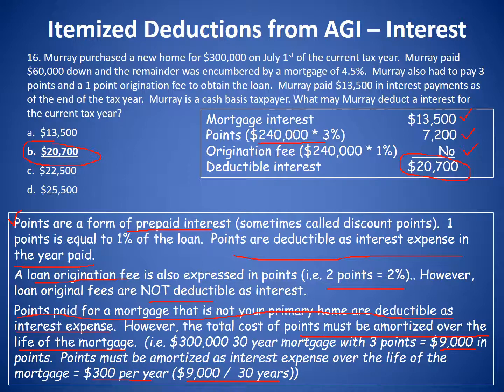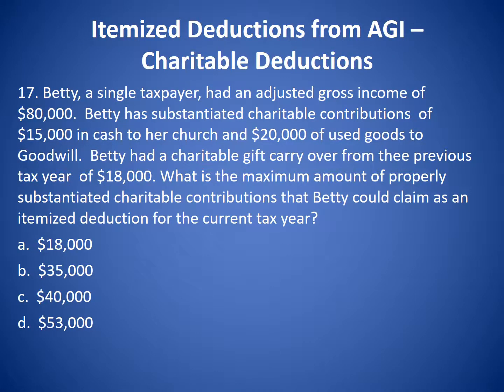Let's take a look now at question number 17. Now, we're going to talk about itemized deductions from adjusted gross income, but in this case we're going to talk about charitable contributions, and there are a couple of twists to charitable contributions.